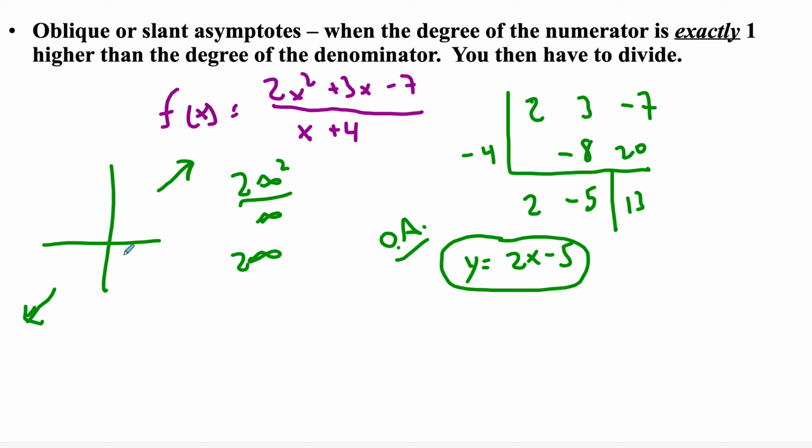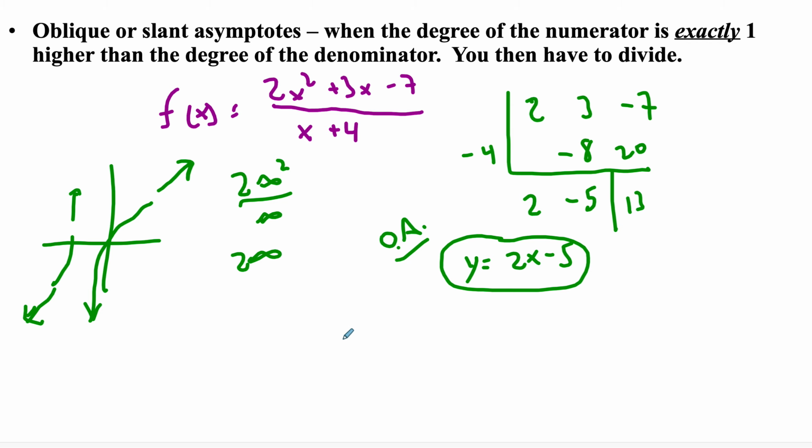Is there going to be stuff going on here? Why, yes, there is. In fact, this has a vertical asymptote at x equals -4, so it's going to be doing something funny, probably like this and like this. But in reality, long term, it's going to look linear. And that's what we're talking about.